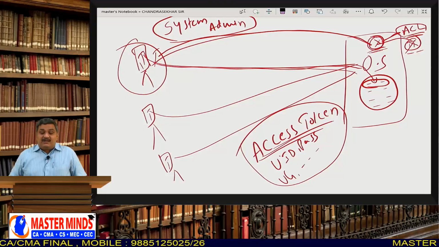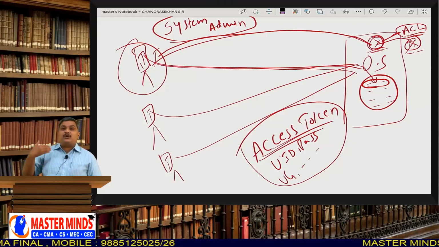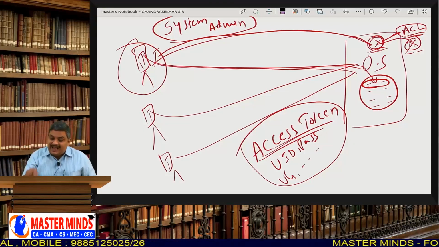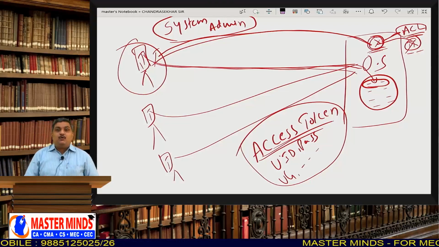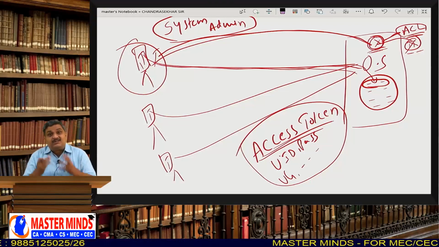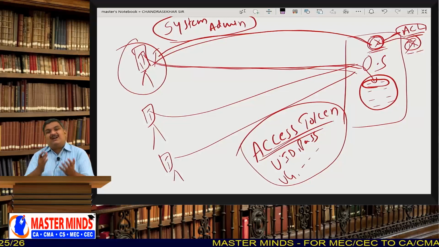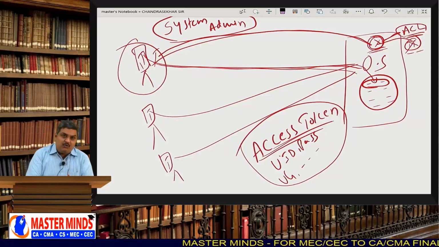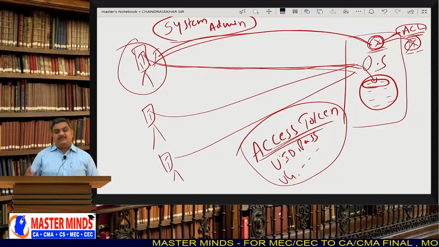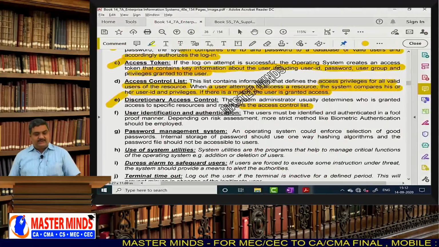That means whether to add user IDs or remove user IDs from this access control list, who will have that control? The system administrator will have that discretionary power, whether to grant or remove the privileges. That is what you need to understand.